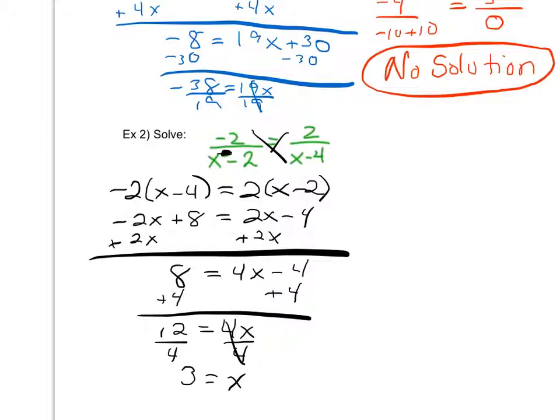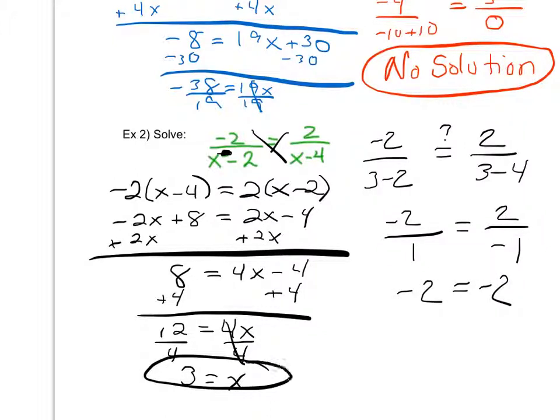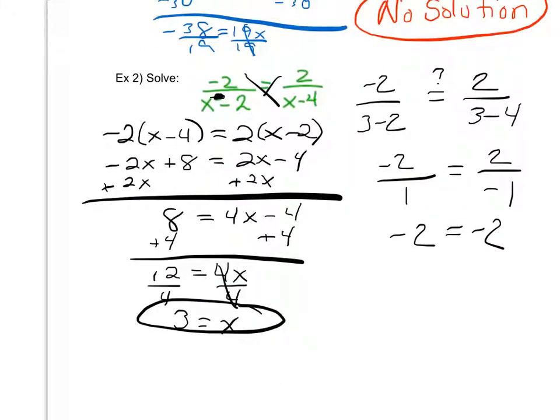Again, I have to go back and make sure that works. So does negative 2 over 3 minus 2 actually equal 2 over 3 minus 4? That gives me negative 2 over 1, and that gives me 2 over negative 1. It does not matter where the negative is. Negative 2 divided by 1 is negative 2, and 2 divided by negative 1 is negative 2. The negative can be on top or bottom; the whole thing is negative. So yes, these really do equal each other. So x equals 3 is my only solution, and it did work, so I don't have to worry about extraneous solutions.